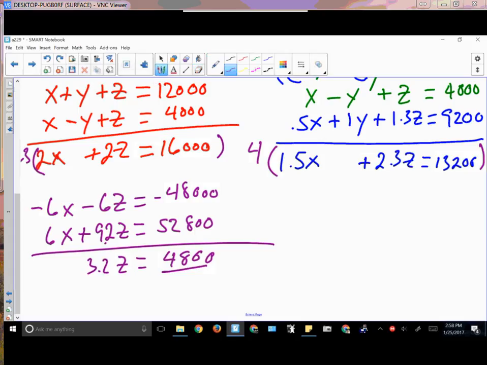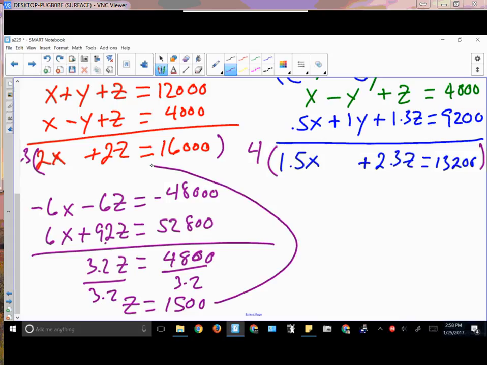So 3.2, divide both sides by 3.2. What is 4,800 divided by 3.2? 1,500. Okay? So we got that. Always sit there and look and check. So now that I got z is equal to 1,500, I can plug that back in. And I'm going to plug it in up over here, because that makes life a lot easier, doing with twos and decimals, right?